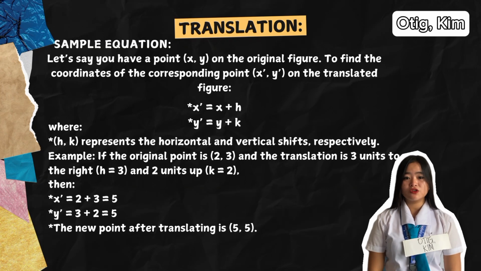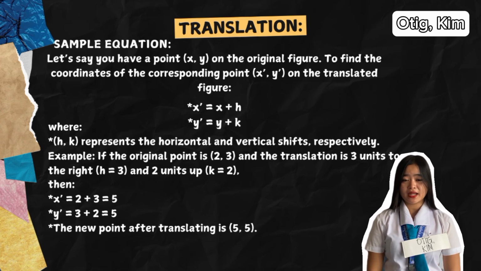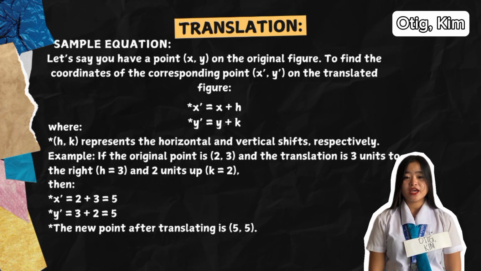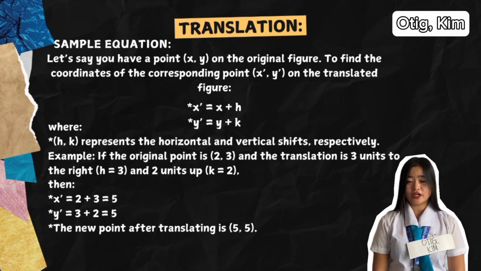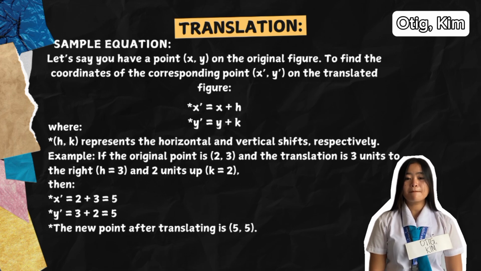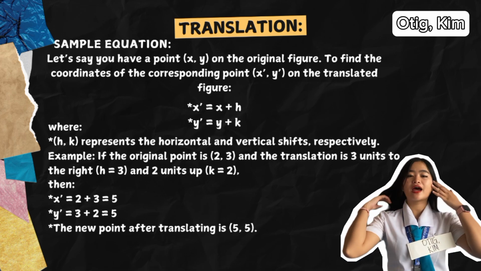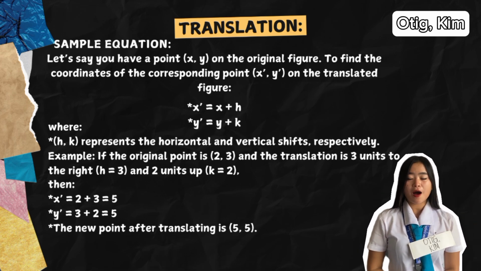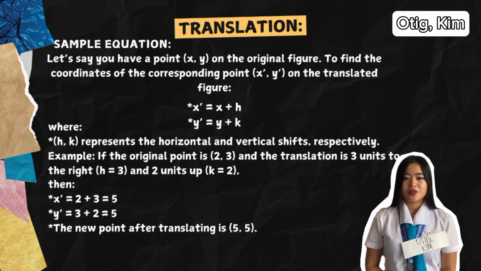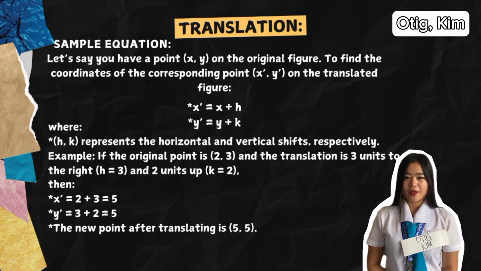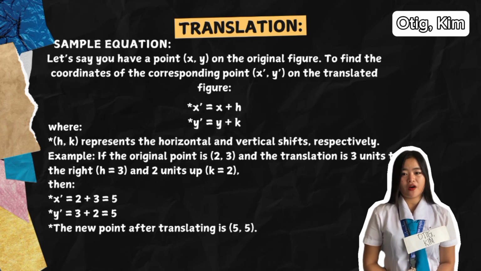Equations example. Let's say you have a point (x, y) on the original figure. To find the coordinates of the corresponding point (x', y') on the translated figure, x' equals x plus h, y' equals y plus k, where h and k represent the horizontal and vertical shift respectively. Example, if the original point is (2, 3) and the translation is 3 units to the right, h equals 3, and 2 units up, k equals 2, then x' equals 2 plus 3 equals 5, y' equals 3 plus 2 equals 5. The new point after translation is (5, 5).